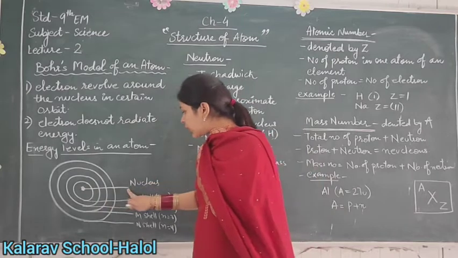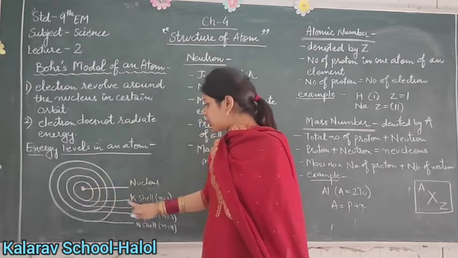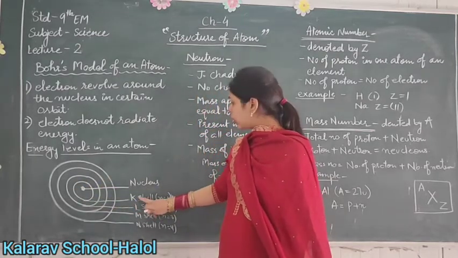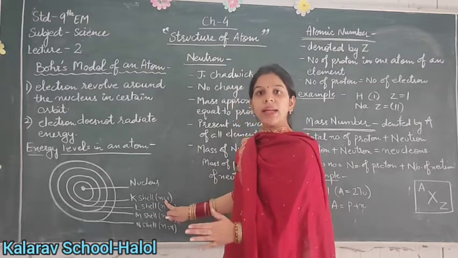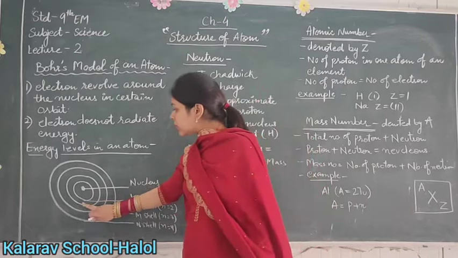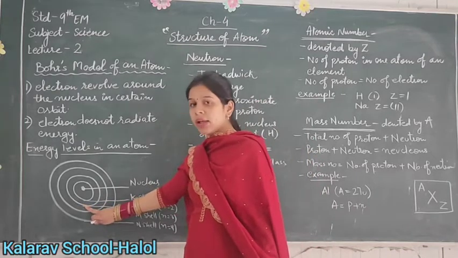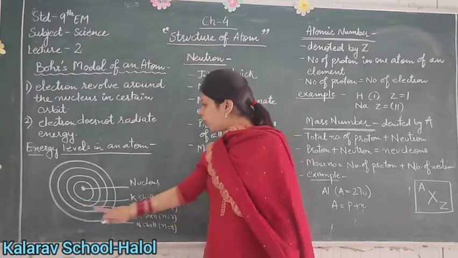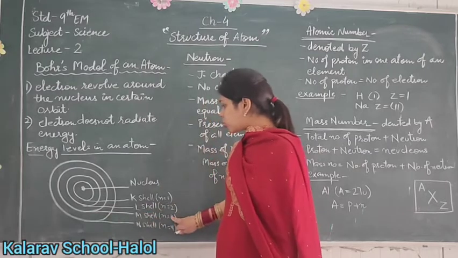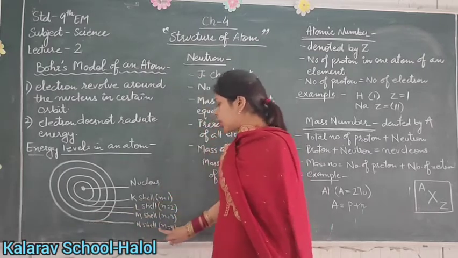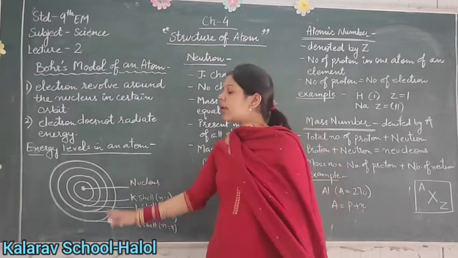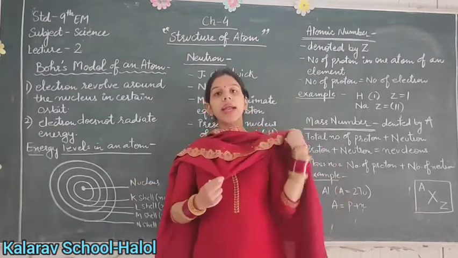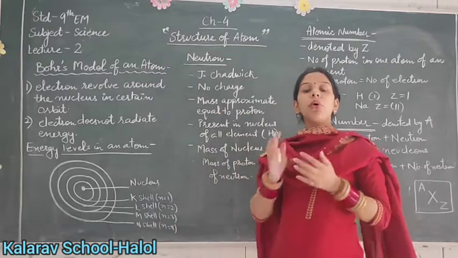Here is the nucleus and here the first shell, that is called the K shell. For the K shell n is equal to 1. I will discuss n later. Next, for the L shell, n equals 2. For the M shell n equals 3 and for the N shell n equals 4. So these are the energy levels in an atom that are discussed by the Bohr model.